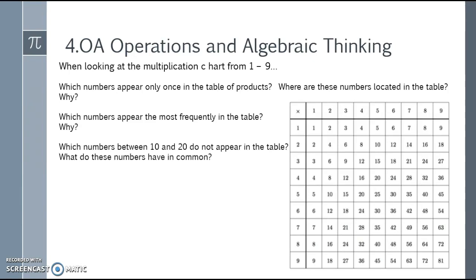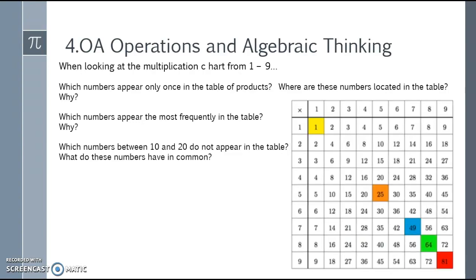When looking at the multiplication chart from 1 to 9, which numbers appear only once in the table of products? Where are these numbers located in the table? Why do you suppose that's true? Which numbers appear the most frequently in the table and why? And which numbers between 10 and 20 do not appear in the table? What do these numbers have in common?